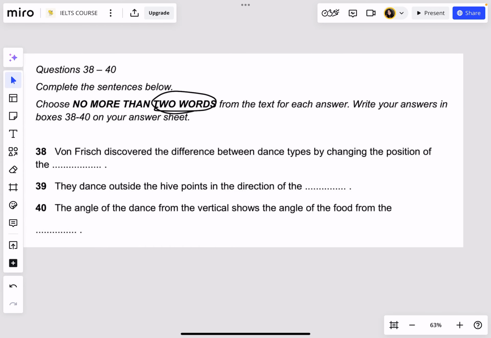Von Frisch discovered the difference between dance types by changing position of the something.